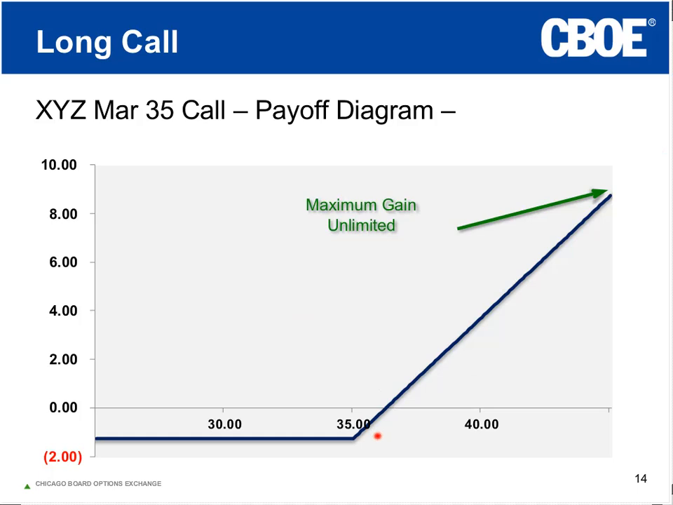So this is a basic long call option. We've got a bullish outlook on XYZ. We expect the stock to trade higher, and we've decided to buy an XYZ March 35 call. We chose March because our price outlook is for the stock to trade up to 40, and we've chosen March because we expect our price target to be hit at very close to or before March expiration.